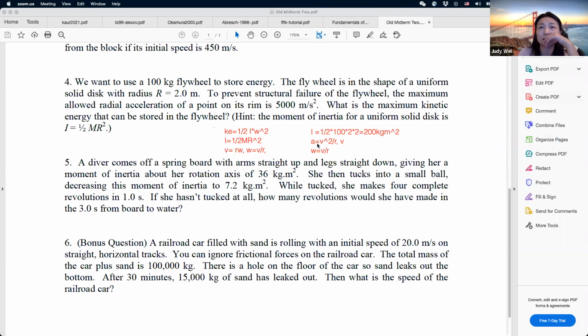Yes, we can use this one. Wait, is it the right equation or not? Okay, wait a minute. I think we need to do some conversion first. Radial acceleration. So total acceleration is different from the radial acceleration and different from tangential acceleration.